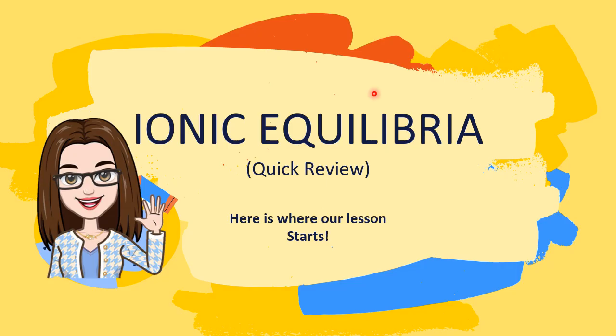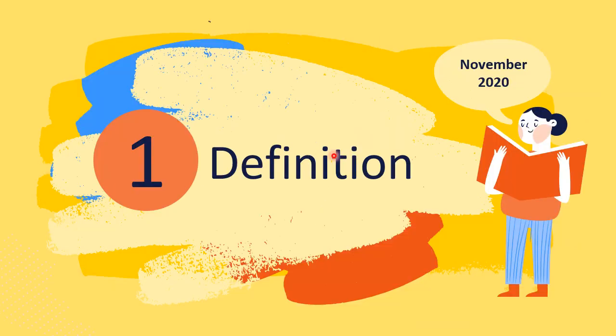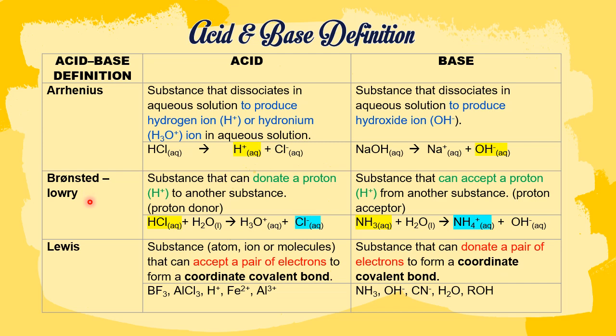Today we are going to learn about ionic equilibria. We have a quick review about the definition. First, what is acid? What is base? There are three definitions for acid and base. The first one is Arrhenius.